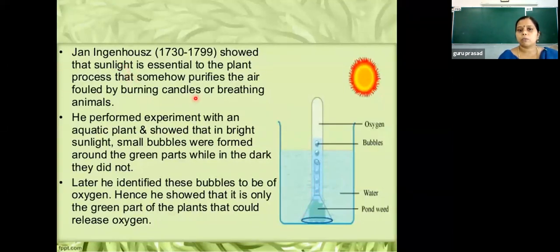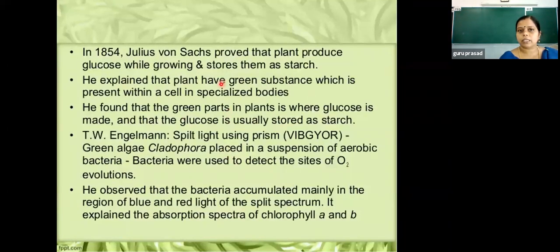So he shows that a burning candle and the breathing of animals purify the air. Sunlight is essential for plant processes, isn't it? See here, liberation of oxygen indicates the photosynthesis process. Like this, he also proved the important thing necessary for photosynthesis, especially that oxygen is liberated during photosynthesis. That is the main thing he discovered. Okay, next, we'll brief all the things.